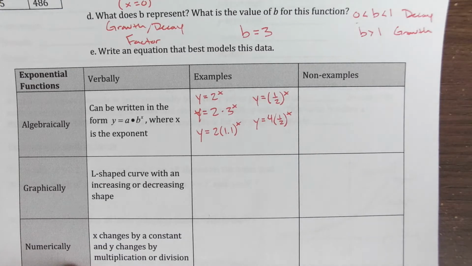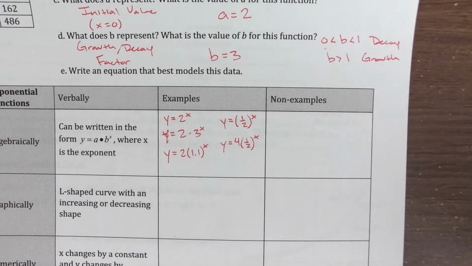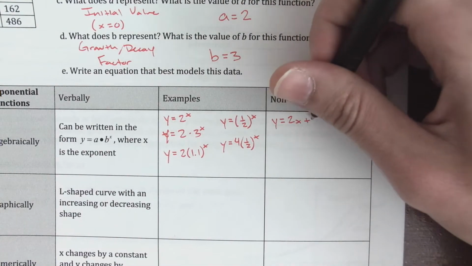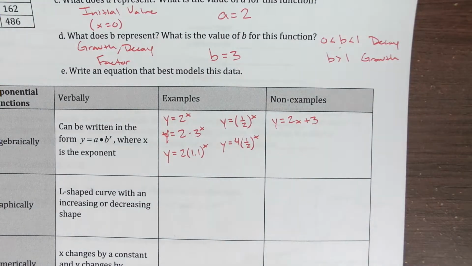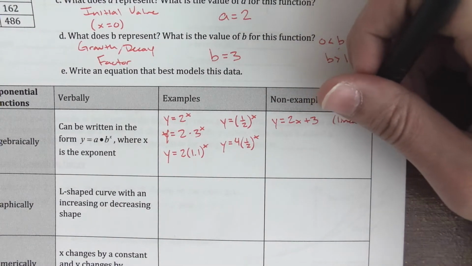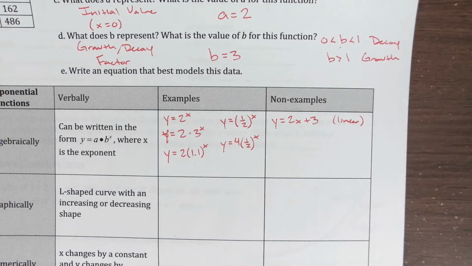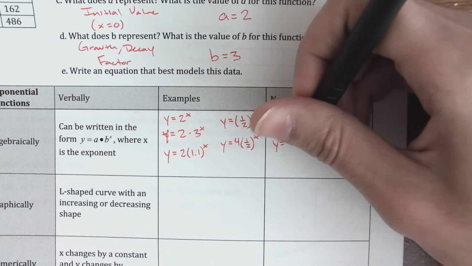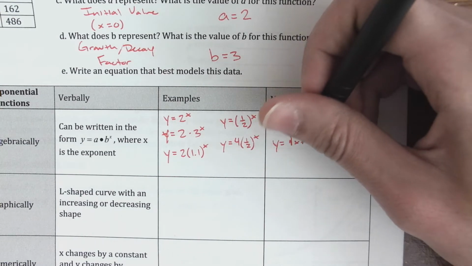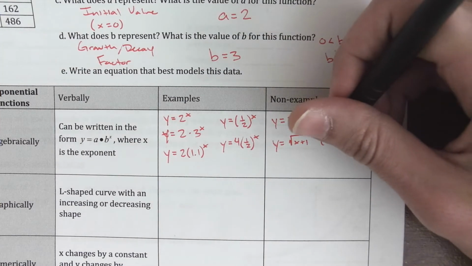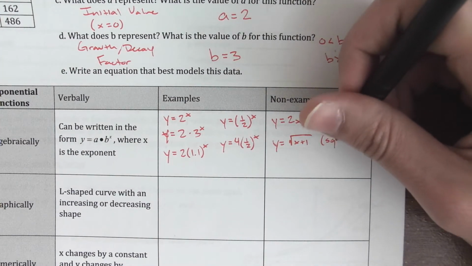Some non-examples: exponential functions are a distinct function from others. So some non-examples would be any of the other functions that we are familiar with. A non-example of an exponential function: y equals 2x plus 3. This is a linear function, which has an additive rate of change. Another non-example, y equals the square root of the quantity x plus 1. This is the square root function, again, distinct from the exponential function.